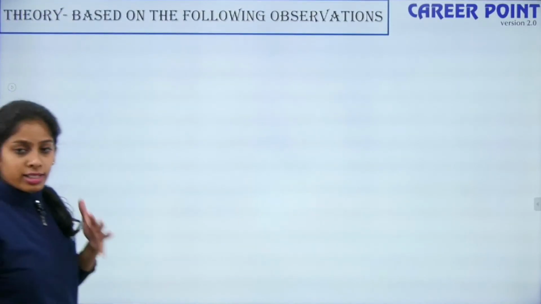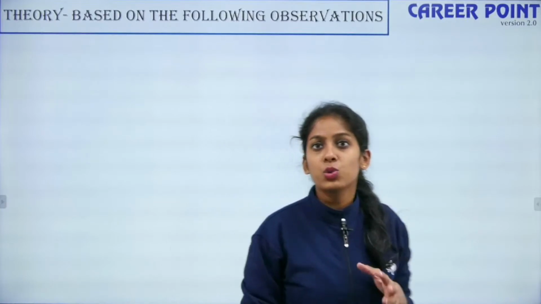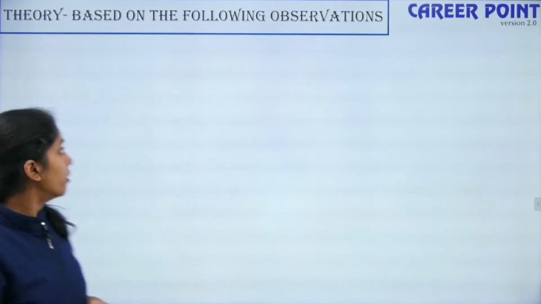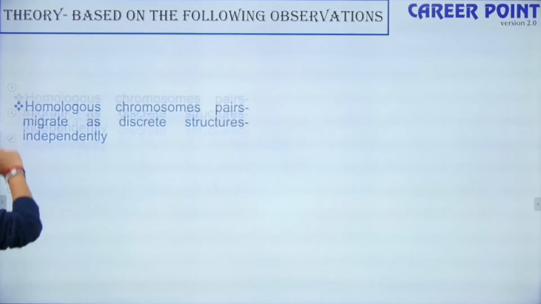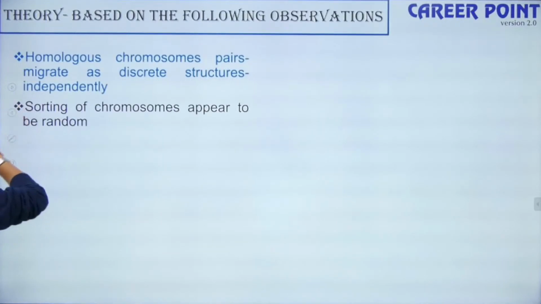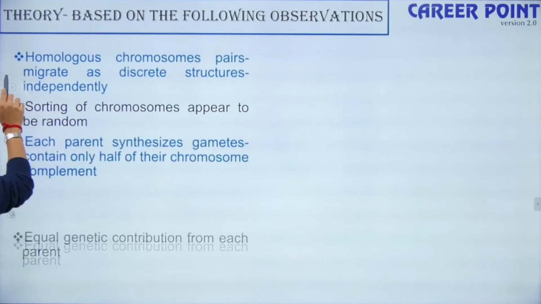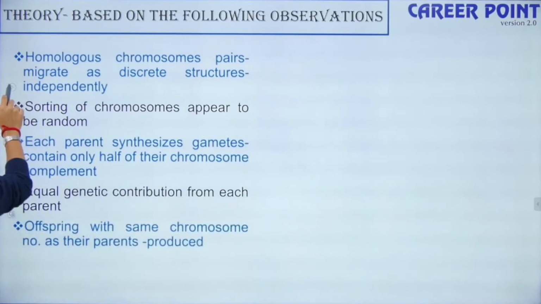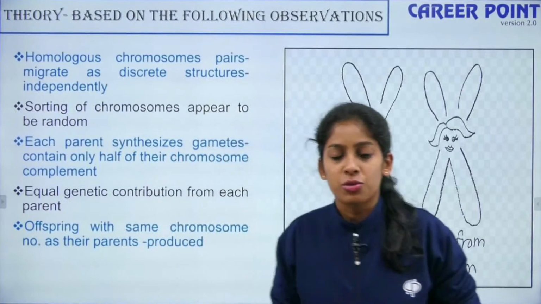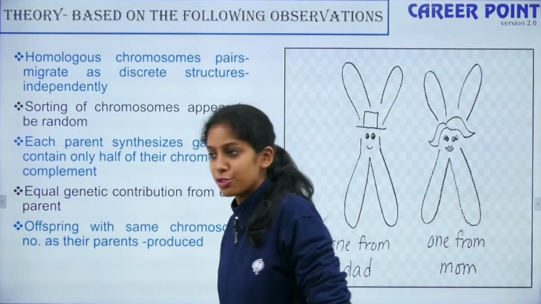The chromosomal theory of inheritance was based on the following observations. So what are the observations? Let's check now, right? Number one, homologous chromosomes migrate as discrete structures independently. First let me put in all the points so that it's easy for us. We all have 23 pairs of chromosomes, right? Together we have 46 chromosomes.